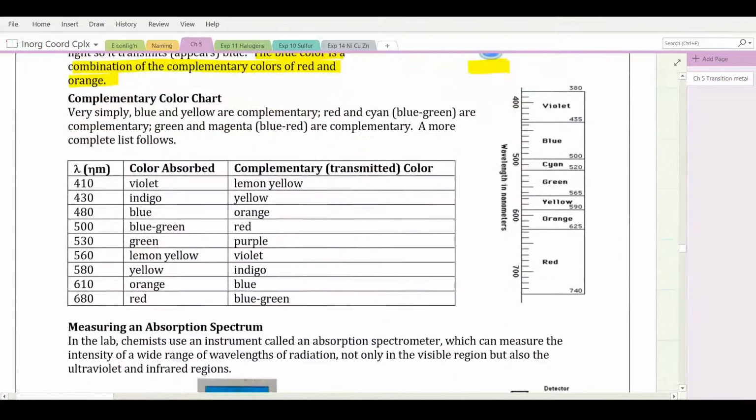Here's a table of complementary colors. For example, light of a wavelength of 410 nanometers is violet, and its complementary color is yellow. If we move to 480 nanometers, that color of light is blue. Its complementary color is orange. At 530 nanometers, green light has a complementary color of purple, and so on.